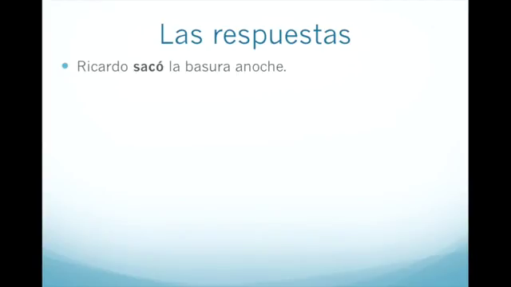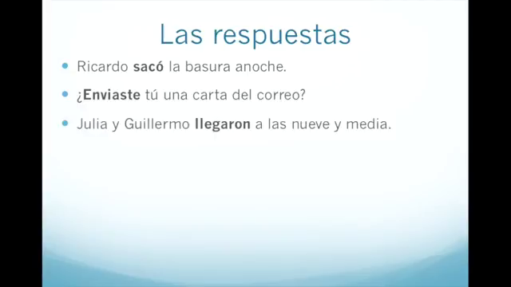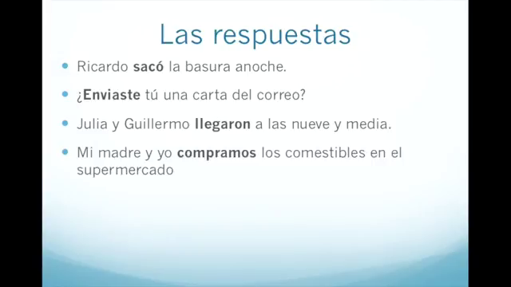So if we looked at some examples, Ricardo took out the trash last night. Sacó la basura anoche. ¿Enviaste tú una carta del correo? Did you send a letter? Julia y Guillermo llegaron a las 9:30. They arrived at 9:30. Mi madre y yo compramos los comestibles en el supermercado. We bought food in the market. Juan depositó $100 en el banco. He deposited $100 in the bank.